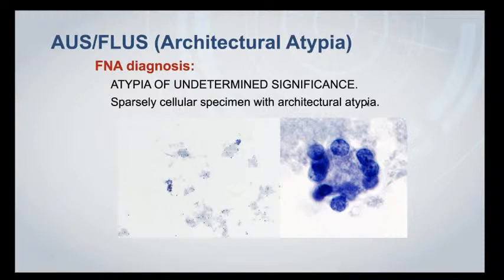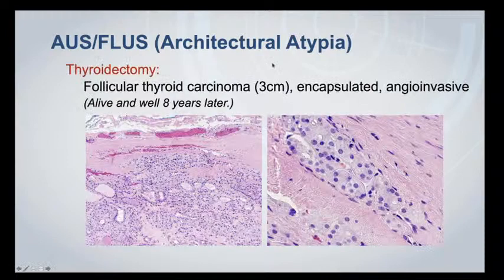Now, again, you might be curious what this turned out to be. This actually turned out to be a follicular thyroid carcinoma. It was encapsulated, but it was angioinvasive, and in this particular case, this patient had a good prognosis. The patient is still alive and well 8 years later. Here's an example of the focus of angioinvasion.